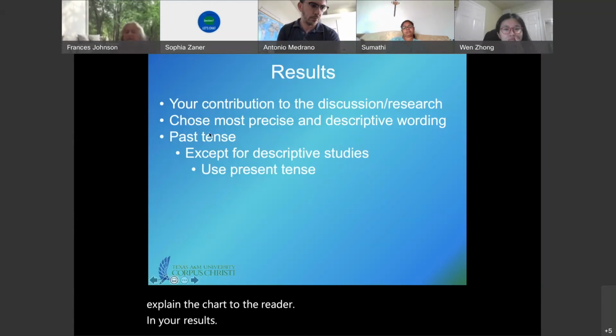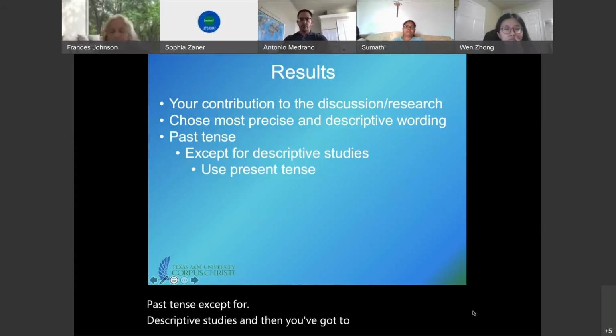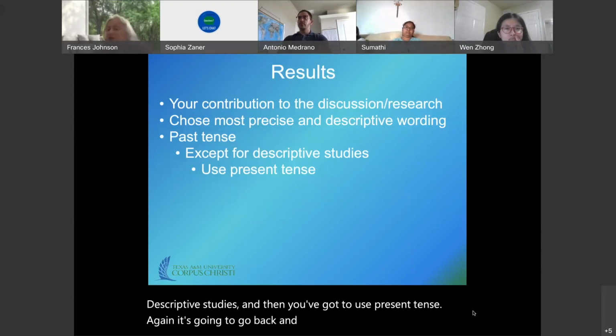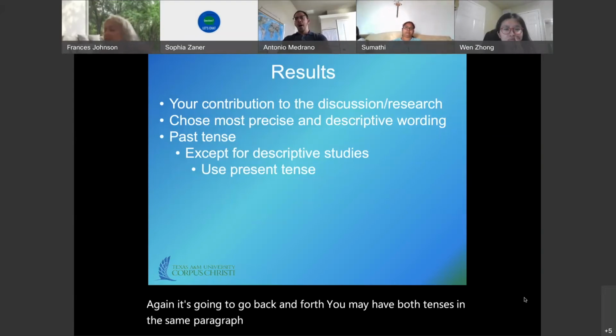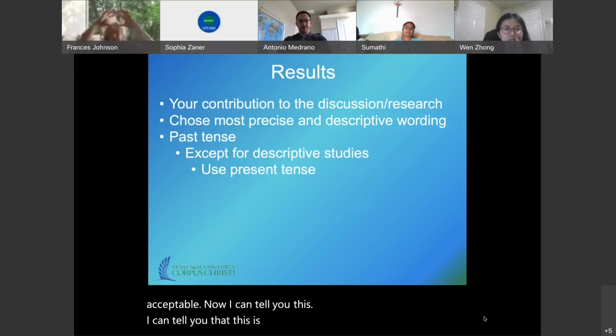And then tense: past tense, except for descriptive studies. And then you've got to use present tense. Again, it's going to go back and forth. You may have both tenses in the same paragraph or even the same sentence, which is acceptable. Now, I can tell you that this is acceptable in that big, broader sphere.